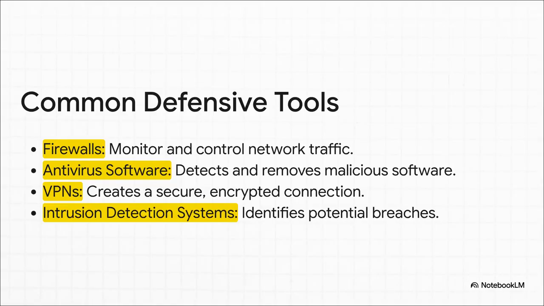A firewall, that's your gatekeeper, controlling all the traffic that comes in and out. Antivirus software, that acts like the guards, actively looking for and taking down known threats. A VPN creates a secret encrypted tunnel for your data to travel through safely. And an intrusion detection system, that's your watchtower, scanning for any suspicious activity and sounding the alarm.